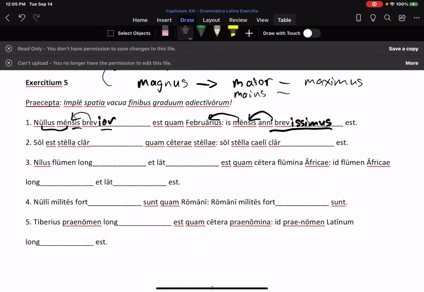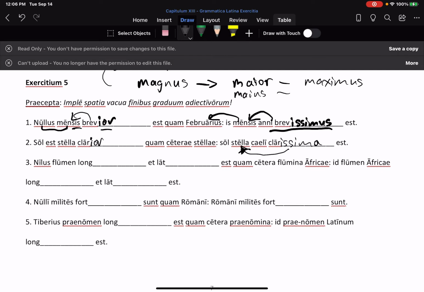Number 2, sol est stella blank quam ceterae stellae. Sol est stella clarior quam, meaning as, right? Quam ceterae stellae. Sol est stella clarior quam ceterae stellae. Sol stella caeli clarissima est. Clarissima, because even though sol is masculine, clarissima is referring to stella, right? Sol stella clarissima est, the clearest or brightest star.